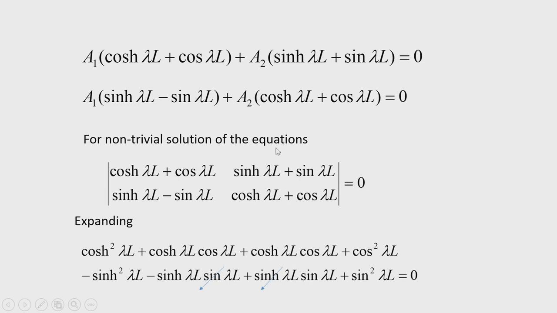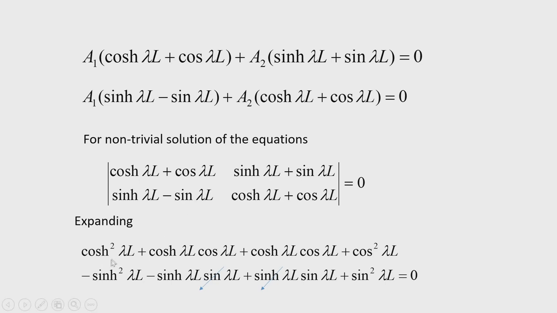How is this determinant written? Just you write the coefficients of a1, a2 here in the appropriate rows, because this will come here, this will be here, again this will be there, and this is brought here. So this determinant is equated to 0. So now expand the determinant term by term.